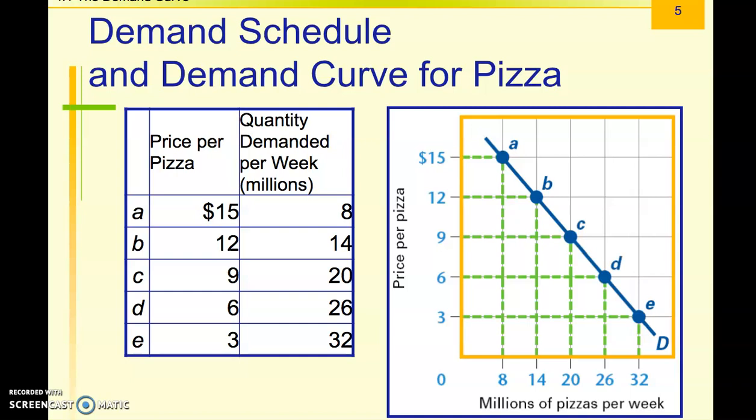Well, what happens if at $12, the amount of people who wanted to buy pizzas goes from 14 million to 8 million? Look what's going to happen to where that dot is. It's going to go to the left. And what's going to happen is the whole line is going to move to the left. So a leftward shift in the curve here represents a decline in demand at those price points. A rightward shift is going to represent an increase in demand.